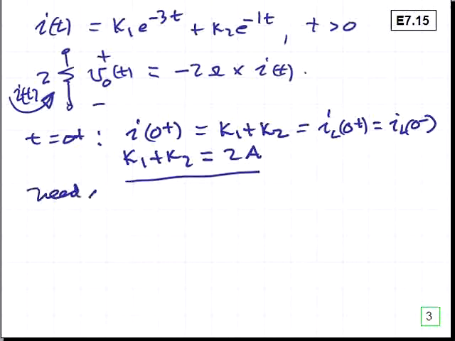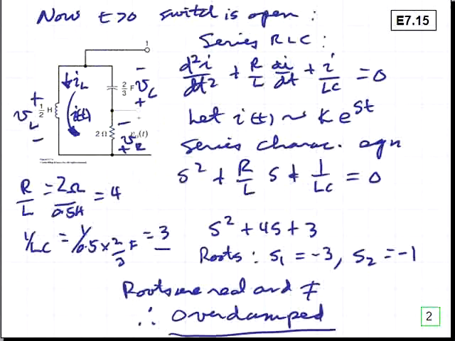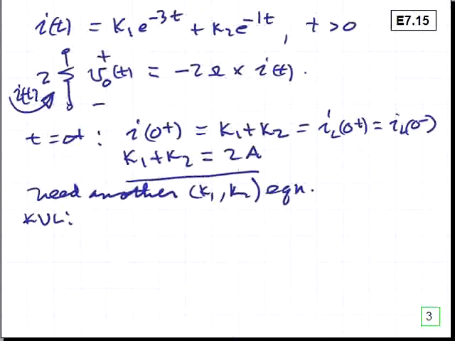So we need another K1, K2 equation in order to solve for those two coefficients. If we do a KVL summation, we'll go back and look at our circuit here, sum around the 3 elements in the circuit. We will have VL of t plus VR of t plus Vc of t is equal to 0.